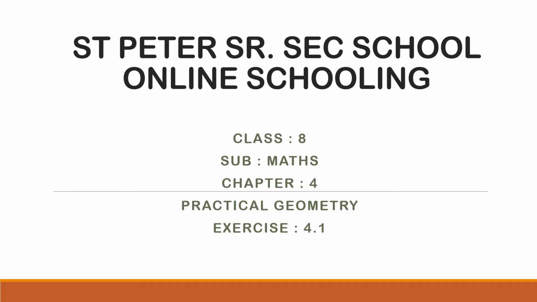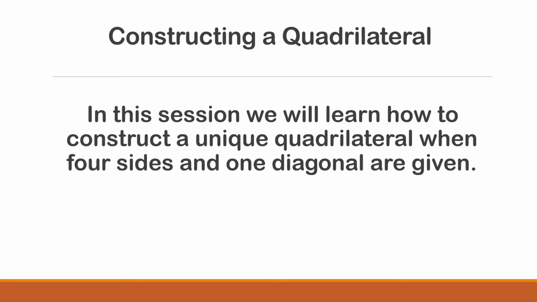Our fourth chapter is practical geometry. Here we will discuss different types of construction related to quadrilaterals. In this session we will learn how to construct a unique quadrilateral when four sides and one diagonal are given. We will discuss our first exercise, exercise 4.1, and learn how to construct a unique quadrilateral when four sides and one diagonal are given to us.